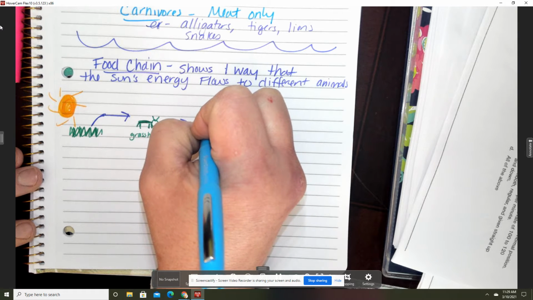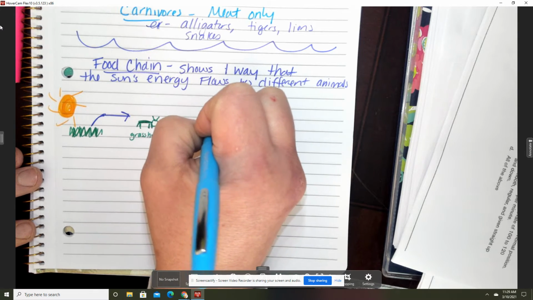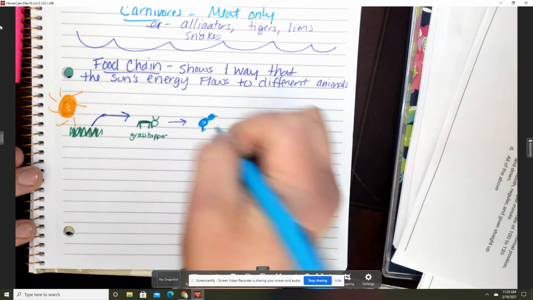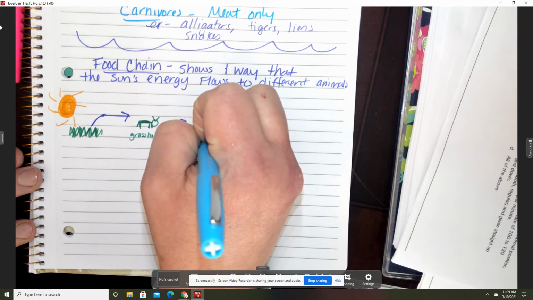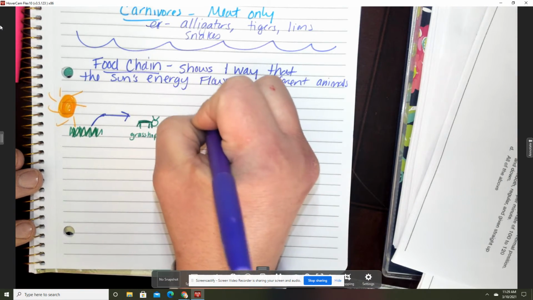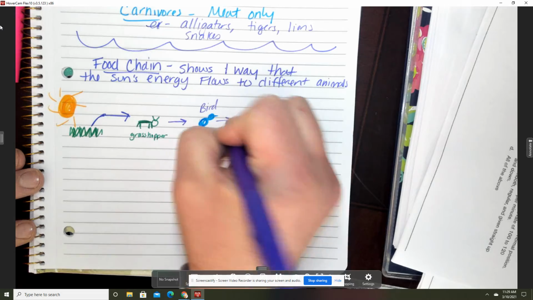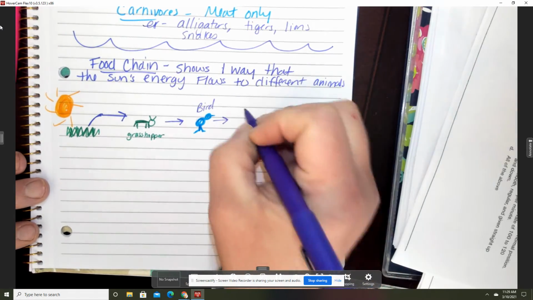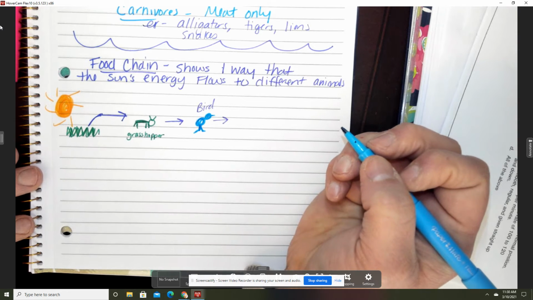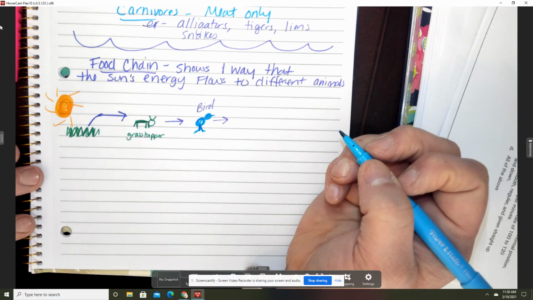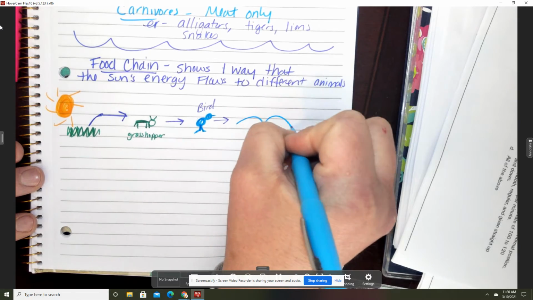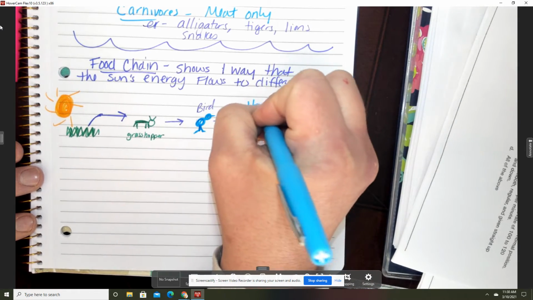Oh my gosh. All right, that's a bird. And its energy is going to be transferred to maybe a hawk. So like a bigger bird.